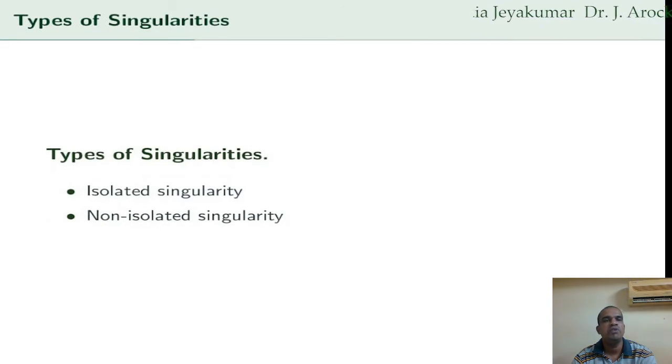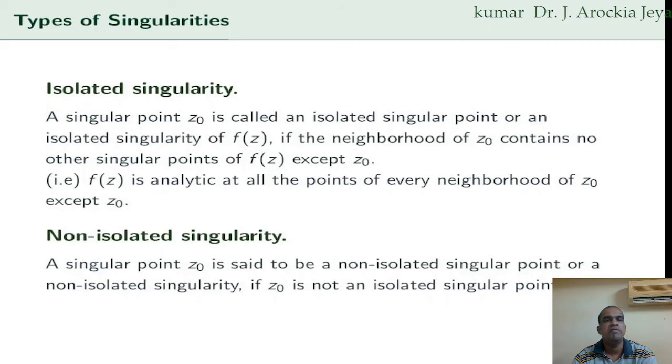There are two types of singularities. One is isolated singularity, another one is non-isolated singularity. So the definition of the isolated singularity is as follows. A singular point z0 is called an isolated singular point or an isolated singularity if the neighborhood of z0 contains no other singular points of f(z) except z0. That means f(z) is analytic at all points of the neighborhood of z0 except z0.